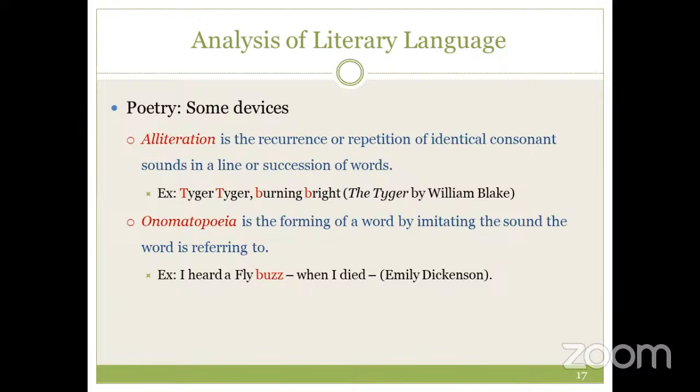Okay, some literary devices. You have alliteration. Alliteration and onomatopoeia are also many times asked in examinations in your MA as well as in different competitive exams. Alliteration is the recurrence or repetition of identical consonant sounds in a line or succession of words. For example, tiger, tiger, burning bright in the forests of the night. So here the t sound and the b sound are repeating. Both t and b are consonant sounds. So a repetition of consonant sounds like these is called alliteration.